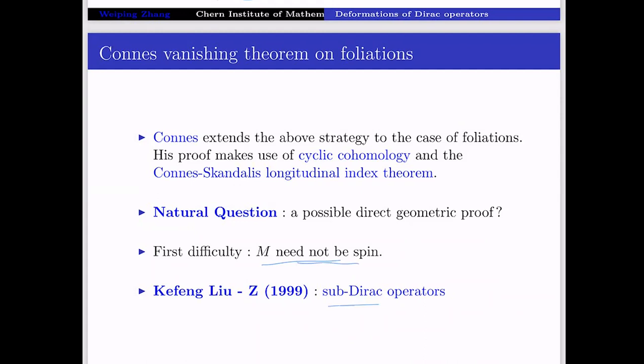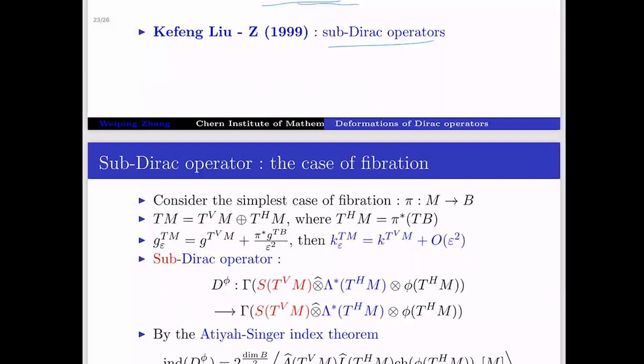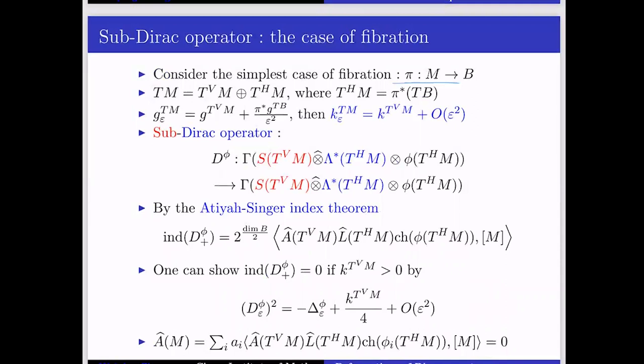So we still consider the simplest case, where you consider a fibration, and we take a splitting of TM equal to the vertical bundle F and the horizontal bundle. The horizontal bundle is pulled back from the base. Then we take a rescaling of the metric by epsilon, and when epsilon tends to zero, you have the fibration. We have this standard formula. Then we construct on the total space M a sub-Dirac operator. Sub means that we only assume the vertical bundle TV is spin, so we can only take the spin bundle on the vertical bundle. Then on the horizontal bundle, we take the exterior algebra.